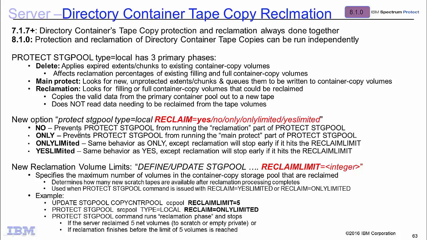So if it's no, then the protect storage pool will not run reclamation. If it's only, then the protect storage pool will not run the main protect process. It's going to skip that. If it's only limited, we will basically run reclamation, except we'll stop it when we hit the reclaim limit. And if it's yes limited, then we still will run the main protect, but during the reclamation process, we'll stop that when we hit the reclaim limit.